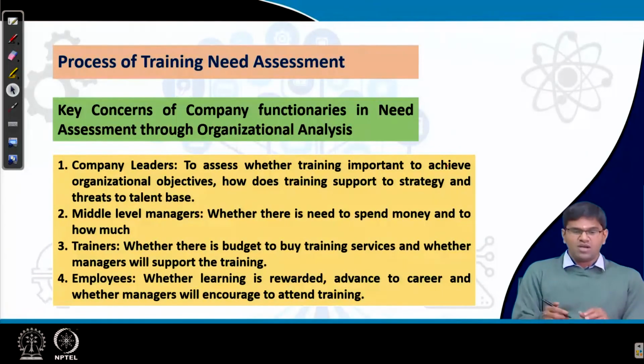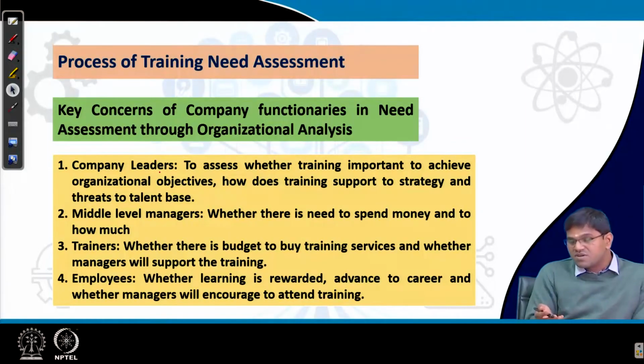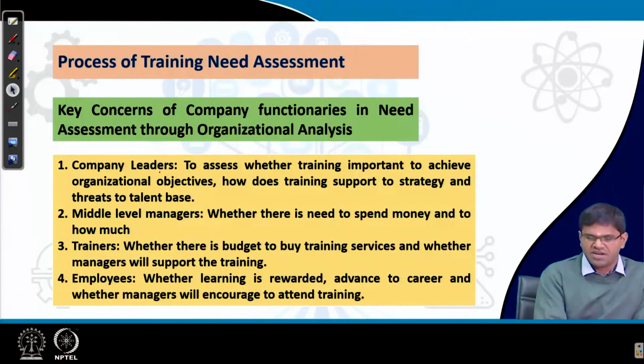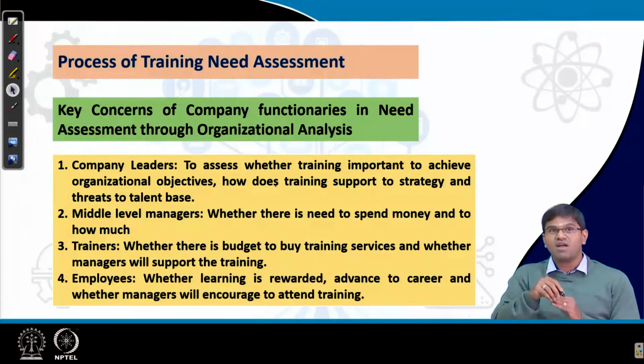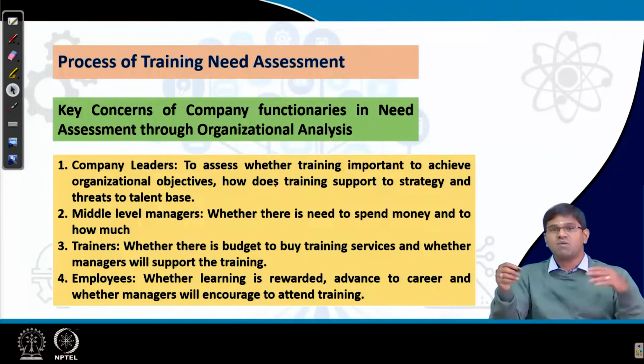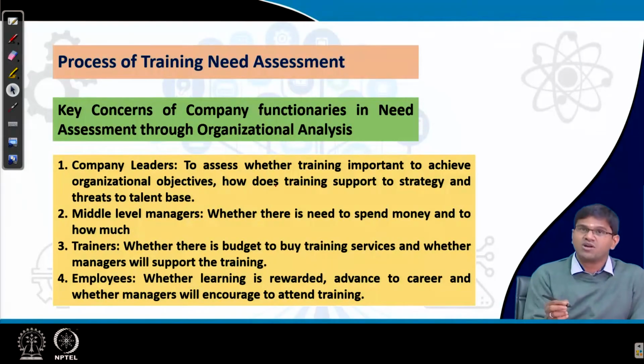Now when we talk about every level in an organization, you have different levels. We will see the concerns of company functionaries in needs assessment on the organizational analysis. First, company leaders, meaning the top management. To assess whether the training is important to achieve organizational objectives, they will have to see whether this training is important to achieve the organization's goals. An organization may have one, two, three goals, maybe a financial goal, a growth perspective, all the different types of goals, and they have to determine whether the training is important to achieve their goals.